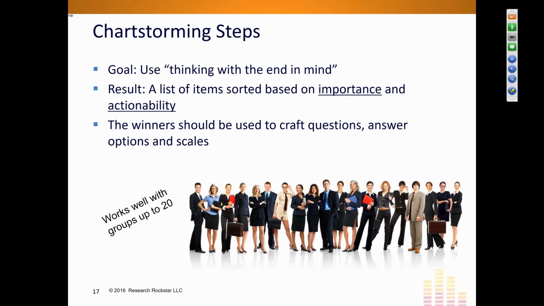So great thinking often starts with the end in mind. And what you're going to get from this particular version is a list of items sorted based on importance and actionability. And the winners, that is, the things that we brainstorm that have been prioritized, absolutely should be used to craft questions or answer options or possibly scales. I find that this exercise works very well with groups up to 20 people.